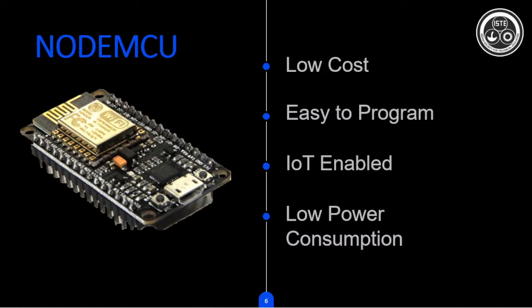So you can see that it's very low. The power consumption is not even close to 1 watt. It's just 0.3 to 0.5 watts, in between these two. So that's what makes it more reliable, more attractive for everyone to go for this NodeMCU.